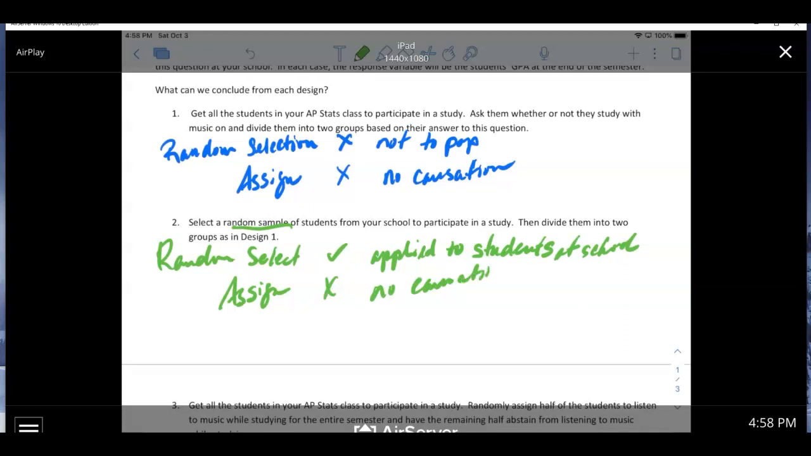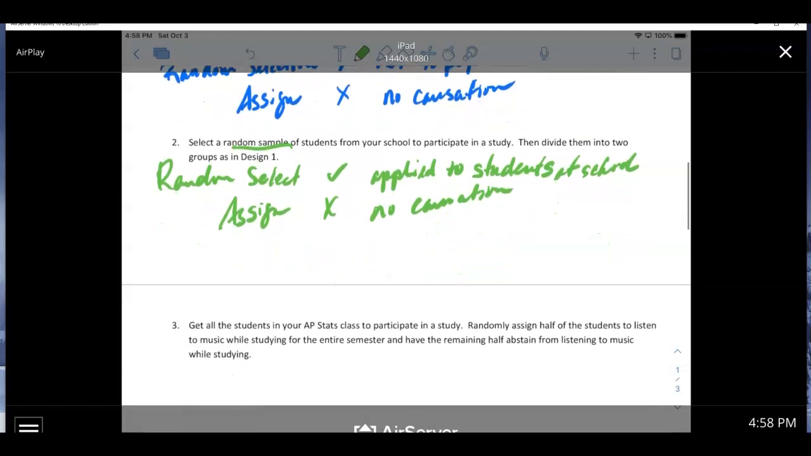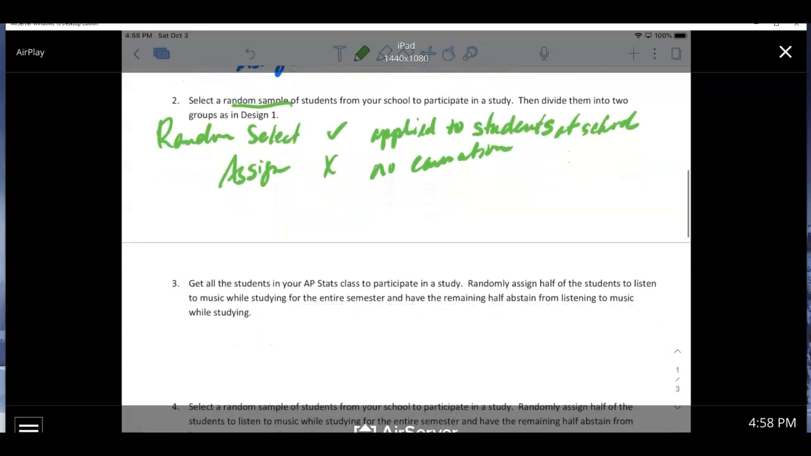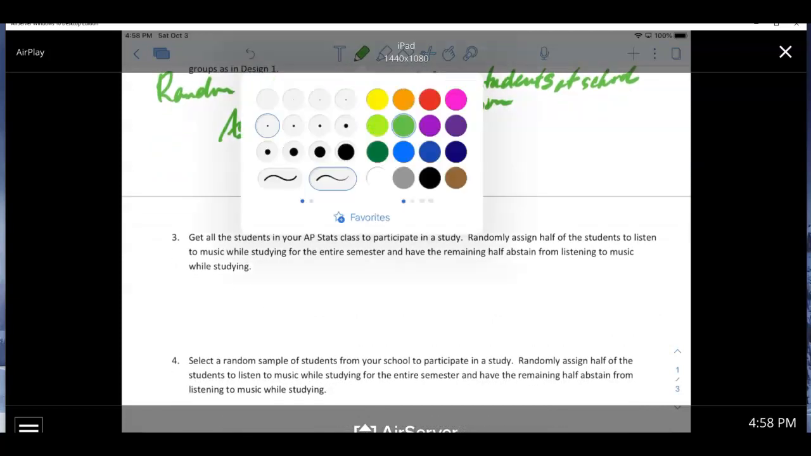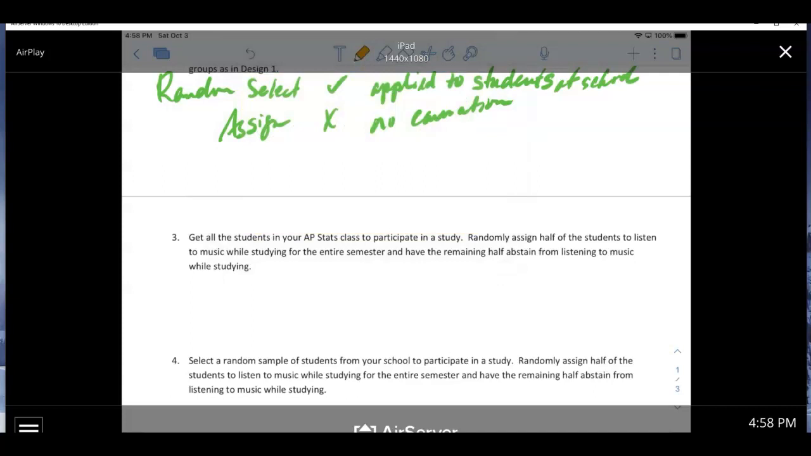So you can see we can get every basic combination here, where you're just looking through each one and trying to see how we took them from the population and how we assigned them. Did we randomly select? Did we randomly assign? Get all the students in your AP Stats class to participate in a study, randomly assign half of them to listen to music while studying for the entire semester and have the remaining half abstain from listening to music for the entire semester.